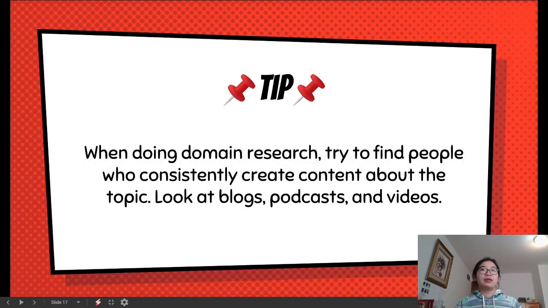This is a tip I just want to share in general: if you're doing any domain research, it's always helpful to look into people who are constantly creating content, whether it's a blog, video, or a podcast. It's a really good way to, first of all, tap into what they know and also into their network. Usually what you'll notice is that they'll also talk about other people in their industry, in their field. That's a really good way for you to start. It's a big node for you to branch out and do lots more research.